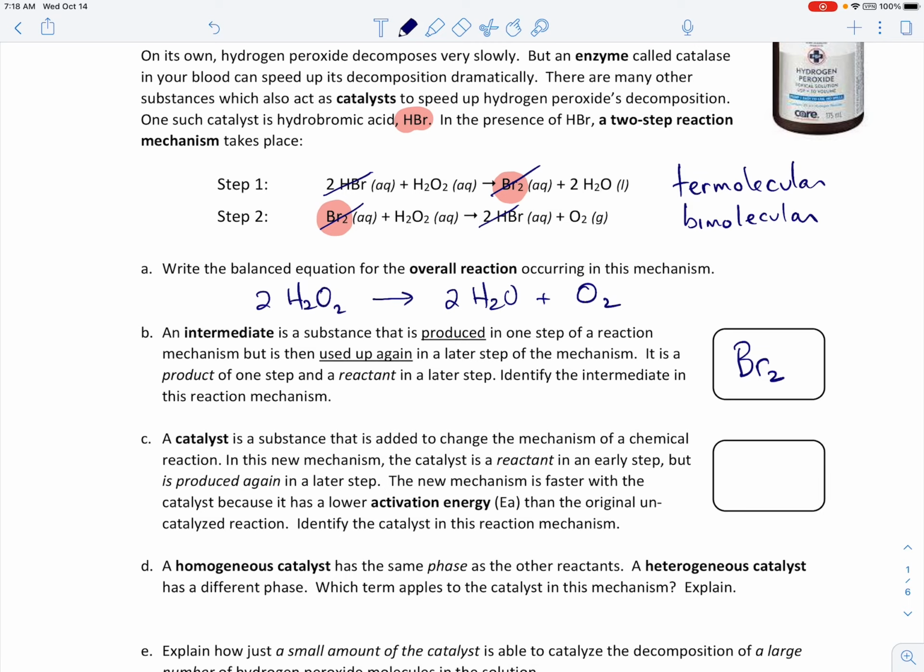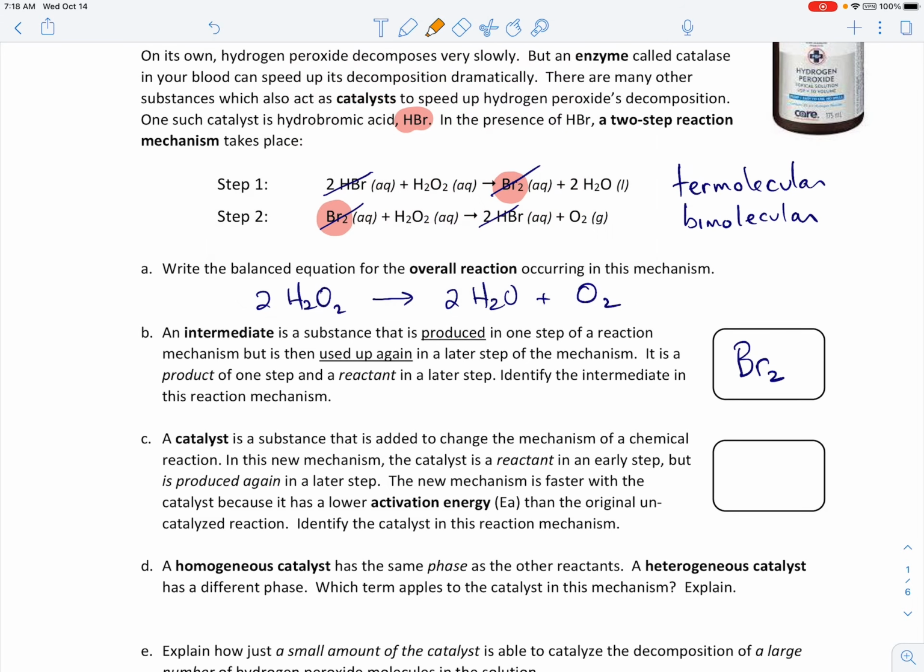Catalysts are sort of the opposite. A catalyst is added to the reaction early in the reaction mechanism. It's a reactant at first, and then later it gets produced again. So in a later step, it's a product. That way, the catalyst doesn't get used up, which is part of the definition of a catalyst. It speeds up the reaction, but does not get used up.